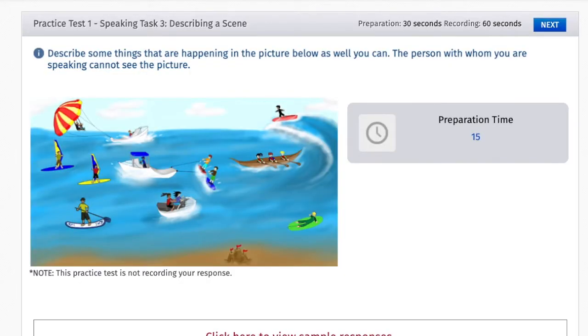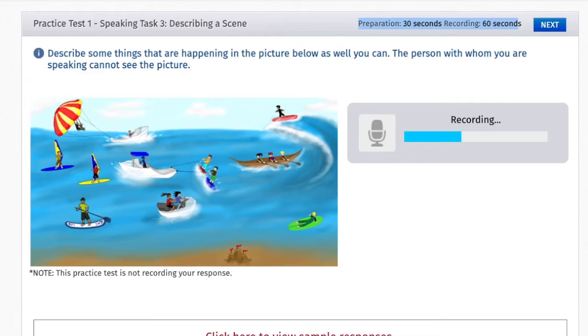Okay, so here we have a sample of speaking task 3, describing a scene. And you can see our preparation time and speaking time up here, and the preparation clock timer will be right here. Start speaking now. And so when we're looking at the picture, we need to first look at where the picture is. And it seems like it's a beach. You can say an ocean or near the ocean. Could be a lake as well.